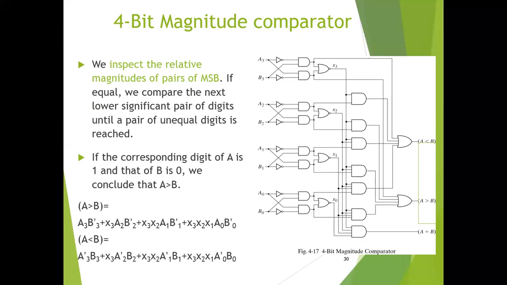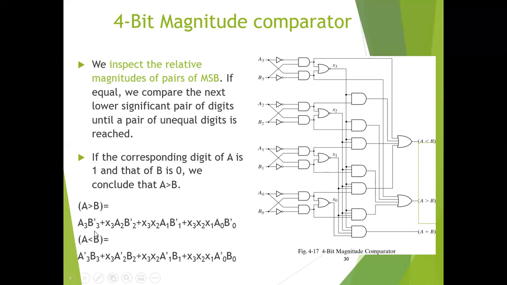If the corresponding digit of A is 1 and that of B is 0, we conclude that A is greater than B. And if A is 0 and B is 1, we conclude that A is less than B. For these two cases, the sequential comparison can be expressed logically by using these Boolean functions.